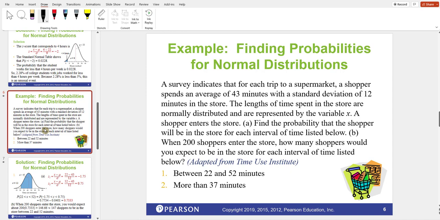We want to find the probability that the shopper will be in the store for each interval of time listed below. I've got these two problems here. We're also going to answer the question, when 200 shoppers enter the store, how many shoppers would you expect to be in the store for each interval of time listed below? The first thing that we're going to calculate is number one. It says, find the probability that the shopper will be in the store between 22 and 52 minutes.